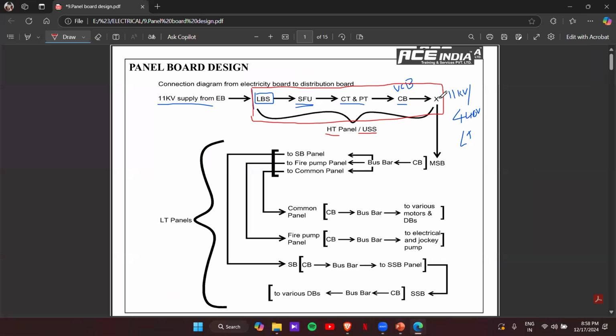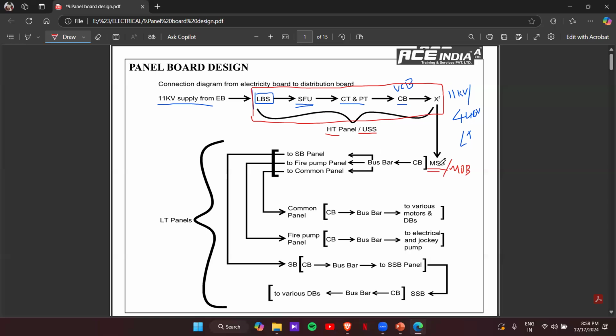After that, this will be coming to the next circuit breaker, next unit, that is called MSP. MSP means a main switchboard panel. So after stepping down, the first panel will be called the MSB. It's also called MDB. MDB means main distribution board. So from here only we are distributing the power to different panels.